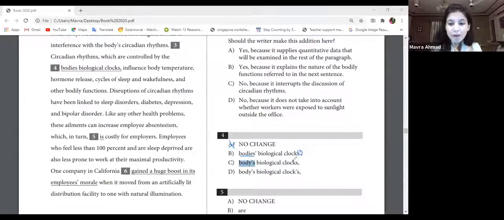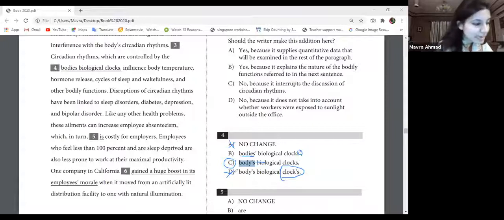Then C, body's biological clocks. We have already chosen this as the correct answer, so this is the answer that makes most sense. Then D, body's biological clocks. अब यहाँ पे once again clocks जो है, it's not showing the correct form of possessive noun, which is why it's an incorrect option, right? So the reason why we have chosen C as the right answer is because it's showing correct possessive construction for body, which must be a singular noun, and also correct plural construction for clocks. So this is why C is the right answer.